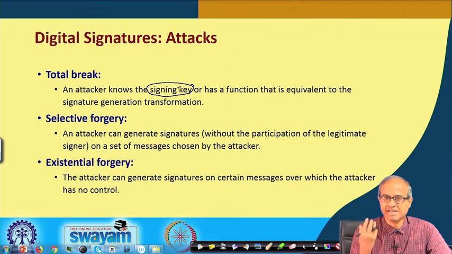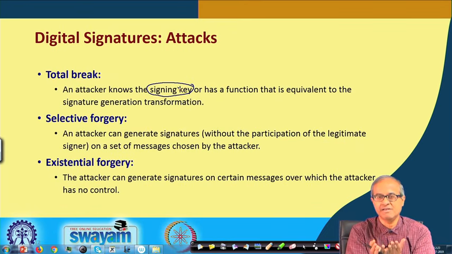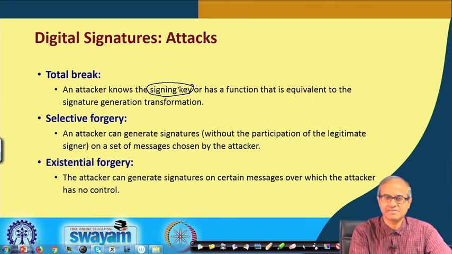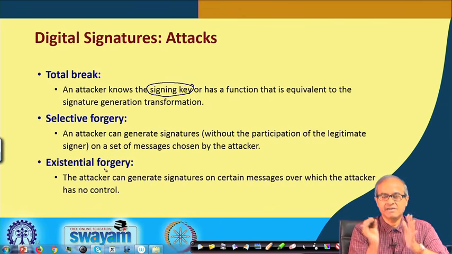If the attacker gets the signing key, then he can do anything, modify the message, again generate a signature, append it to it. So, any recipient will feel that this is the correct message with a correct signature. Selective and existential forgery are a subset of that.